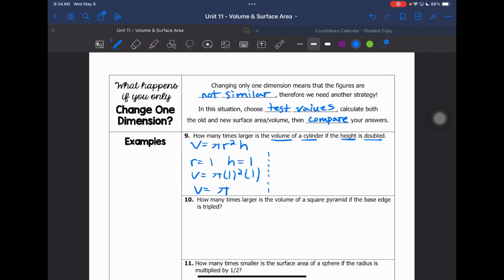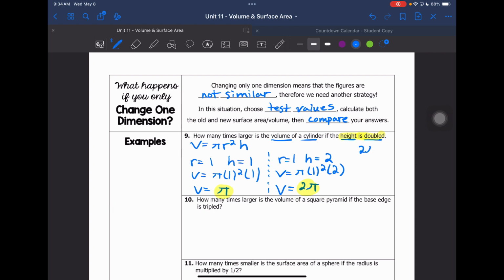What happens now if we double the height? So in our new figure, R is the same, but now height is 2. So the new volume is going to be pi times 1 squared times 2. Pi times 1 squared is just pi, and then that times 2, you have 2 pi.